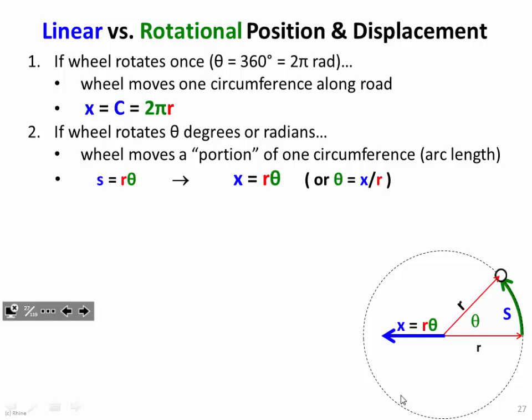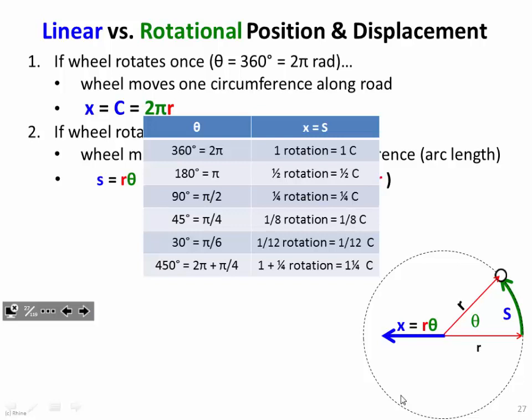What we've just done is relate a rotational motion to a linear motion directly. We have x related to theta using the variable r. So it turns out x equals r theta, and that comes right from our arc length formula. As a reminder, here are the relationships between angles, radians, and rotations. 1 rotation is 1 circumference you move, half a rotation is half a circumference, and so on.